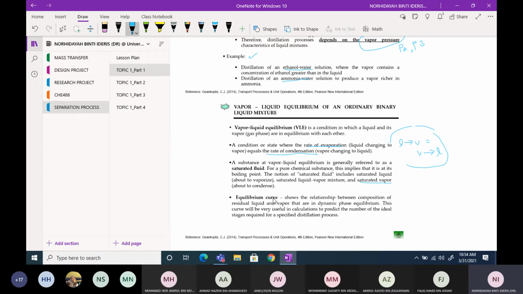Okay, so this equilibrium curve shows you the relationship between the composition. And you know that this curve will be useful in calculation to predict the number of stages required. Okay, kenapa pentingnya kamu nak faham tentang konsep vapor liquid equilibrium ni? Because later on during the design of the distillation column, you need to have this VLE data.